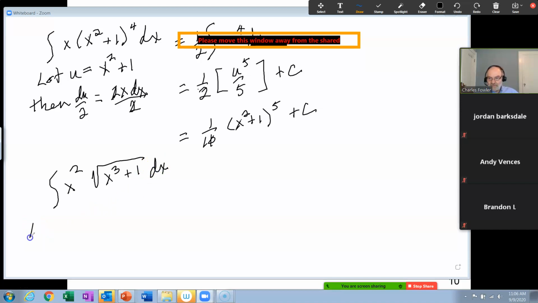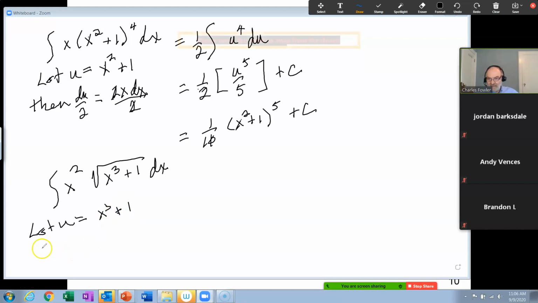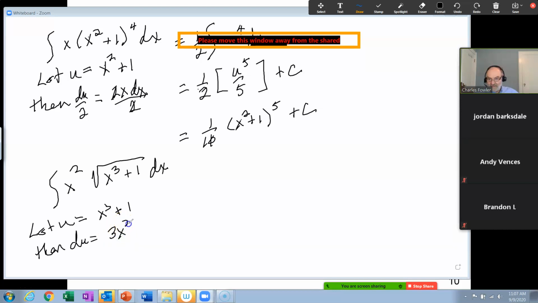What would you choose to be your u? x cubed plus 1. Excellent. It's just like before, x cubed plus 1. Then, always follow the let with a then. Du is equal to, help me. 3x squared dx. Perfect. Okay. Now, we have an x squared dx.